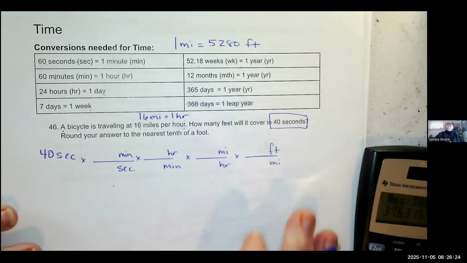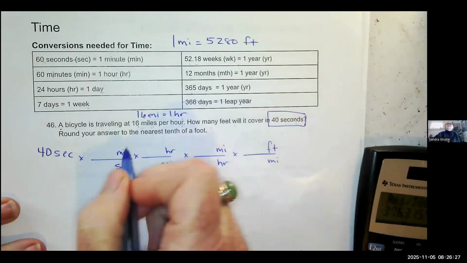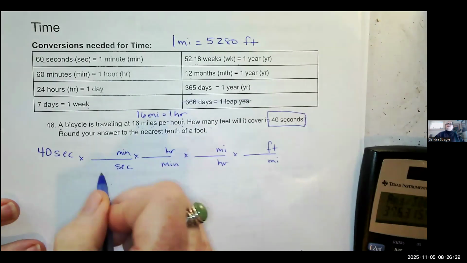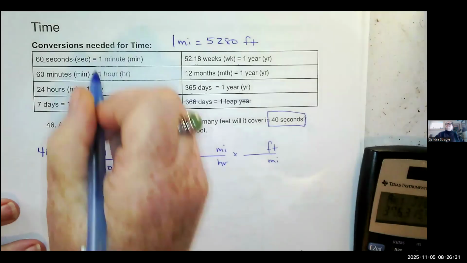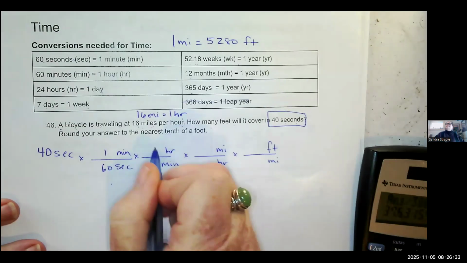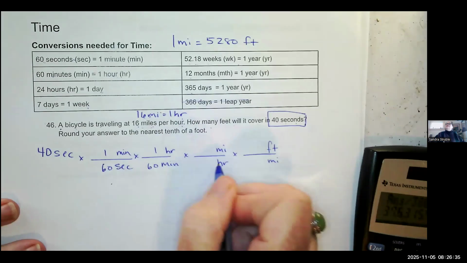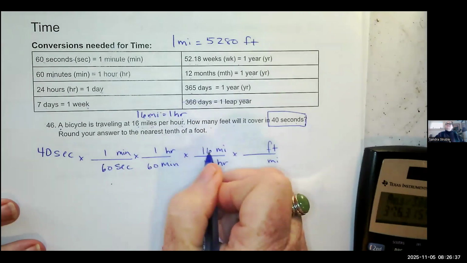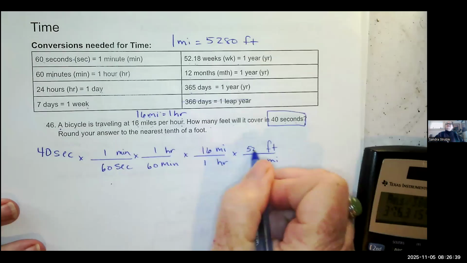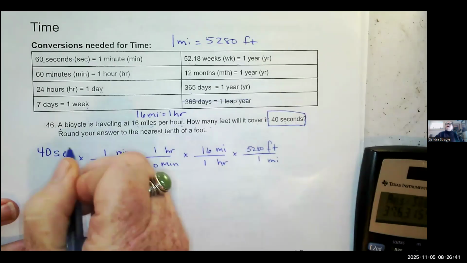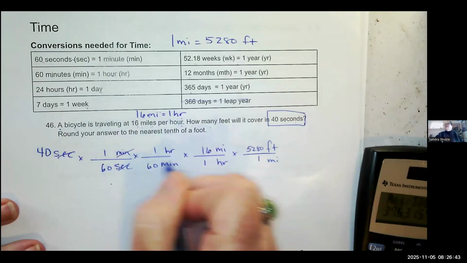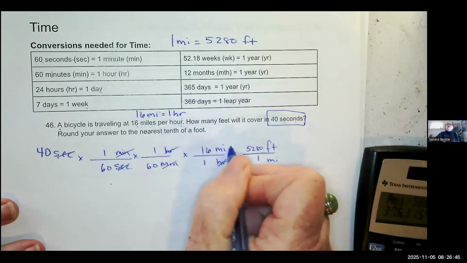Let's plug in our numbers now. There are 60 seconds in a minute, 60 minutes in an hour, and then this conversion is 1 hour for 16 miles, and then 5,280 feet in a mile. Multiplying straight across, my seconds are gone, minutes are gone, hours are gone, miles are gone, and we're left with feet, which is what we wanted.